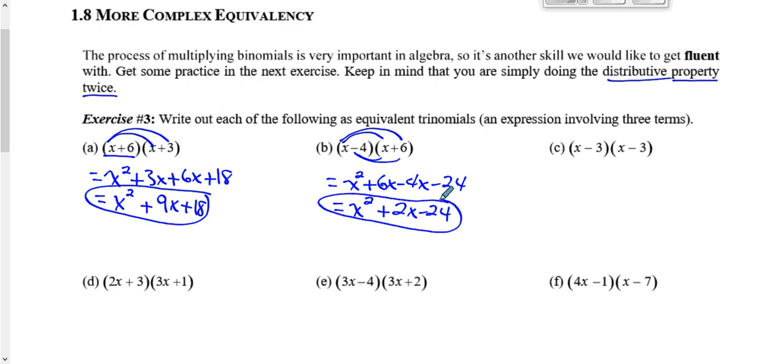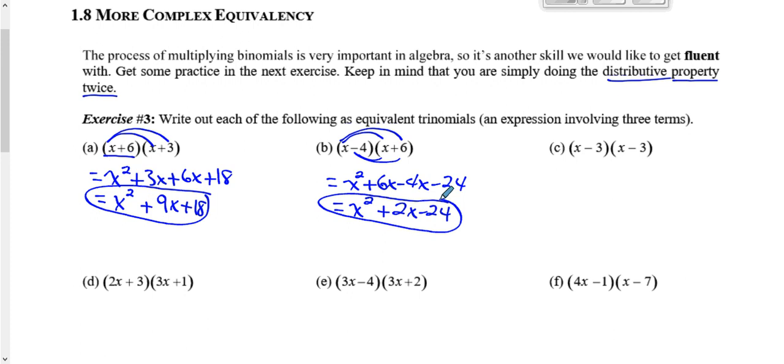Okay? You see how my work looks up here, guys? That better be what yours looks like too, okay? x squared plus 6x minus 4x minus 24. You guys see how I'm connecting with equal signs all the way down, right? Keep doing that. Okay, this is like English class, it's proper grammar, okay?